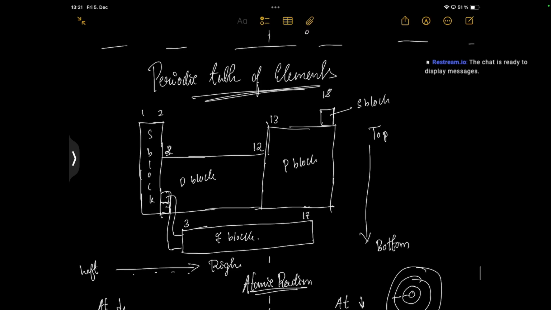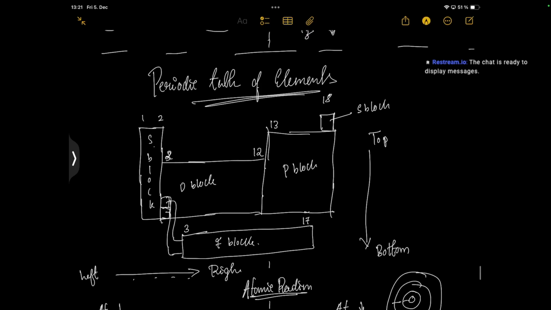And I don't know if I mentioned, but the S block, D block, P block, F block represent where the valence electrons are situated. S block, D block, P block, F block means 2 electrons, 6 electrons, 10 electrons, 14 electrons.